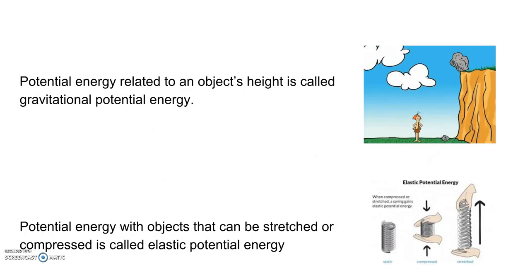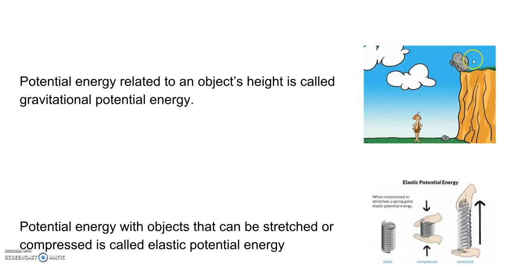So there are two types of potential energy, and the first one is gravitational potential energy. Potential energy related to an object's height is called gravitational potential energy. Sometimes we'll hear it called GPE for its abbreviation. So if you hear me say that, that's what it stands for.